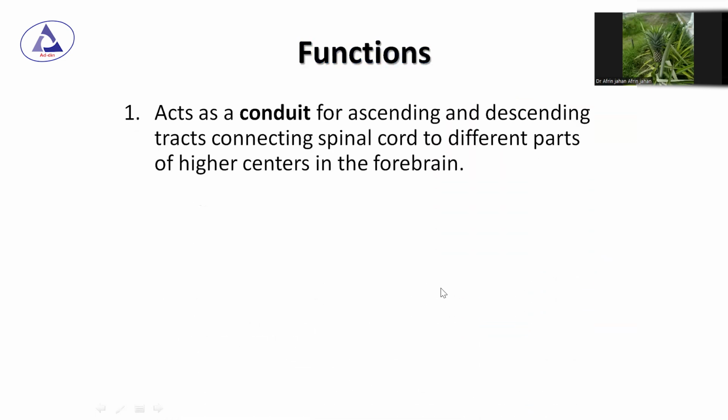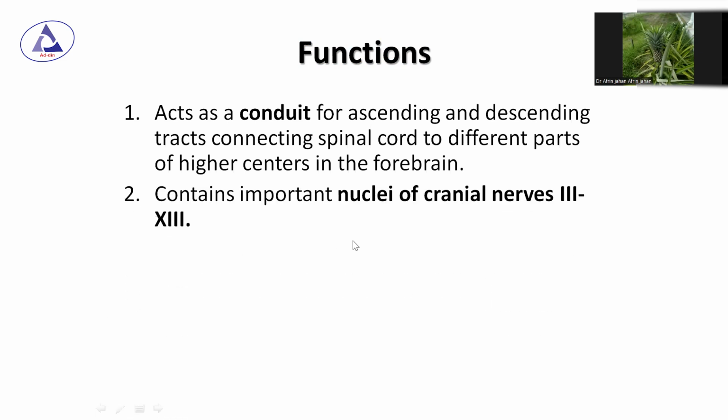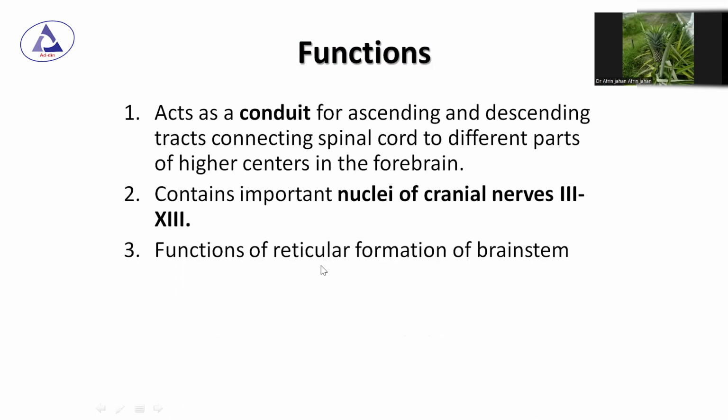Functions of brainstem. Brainstem connects the forebrain with the spinal cord. So it acts as a conduit for ascending or sensory tracts and also descending or motor tracts. Through these tracts, they connect the spinal cord to the different higher centers located in the forebrain. Brainstem contains important nuclei of the cranial nerves, 3 to 12 cranial nerves.